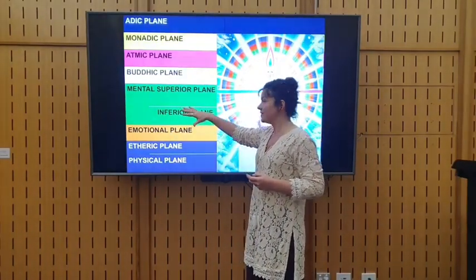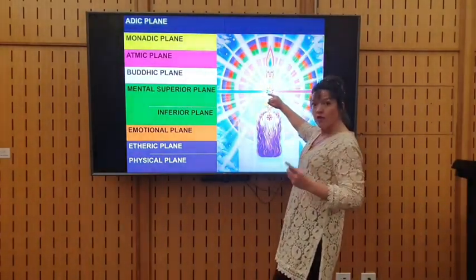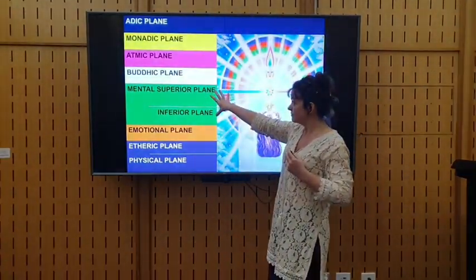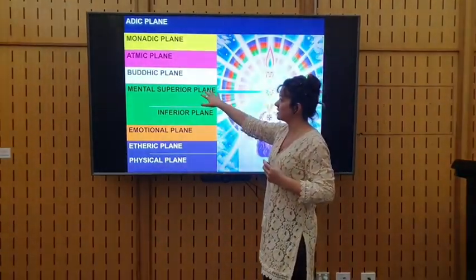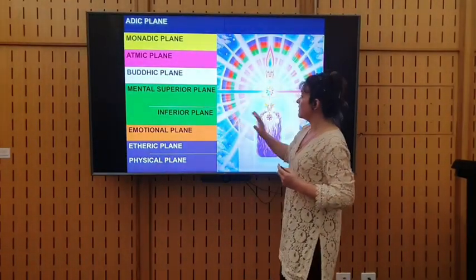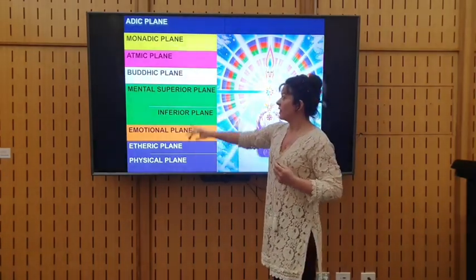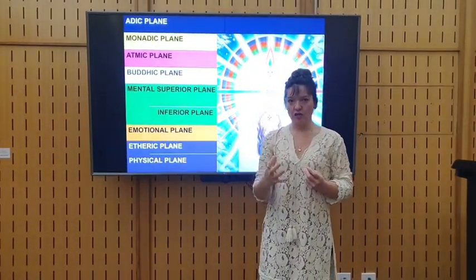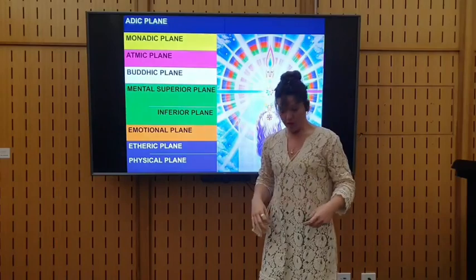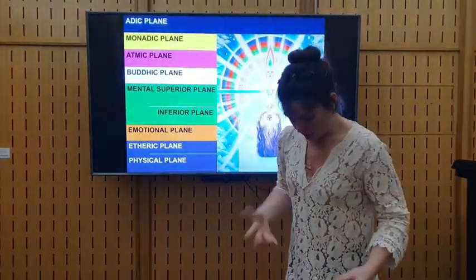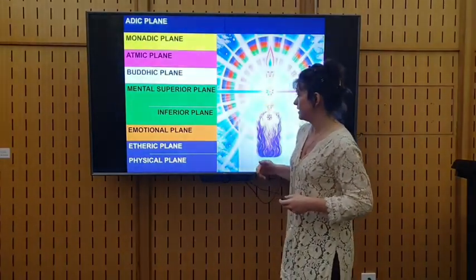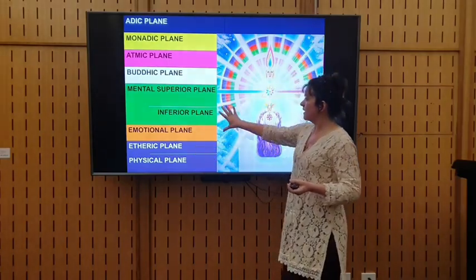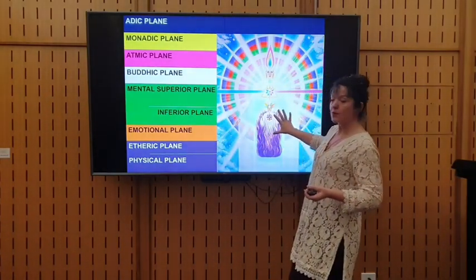And this plane is where our inner self, surrounded by our causal consciousness, is. They are in this mental superior plane. Then the inferior plane, this is abstract, this is concrete. This is what, when you think, okay, what am I going to wear today? I'm going to wear clothes, or with shoes, all the things. Emotional plane, etheric plane, and physical plane, these four are our personality.